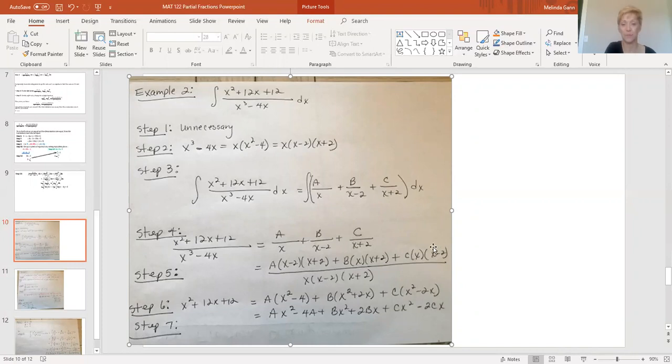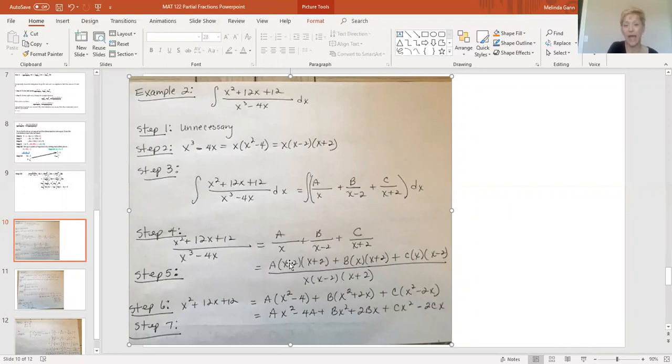Now remember what we said, this fraction here is equal to this fraction, and this denominator matches that one. If you multiply that one up, you just get x cubed minus 4x. So if the fractions are equivalent and the denominators match, then the numerators match. So all I've got to do is worry about this numerator equal to that one. And all I did was I went and multiplied this numerator up.